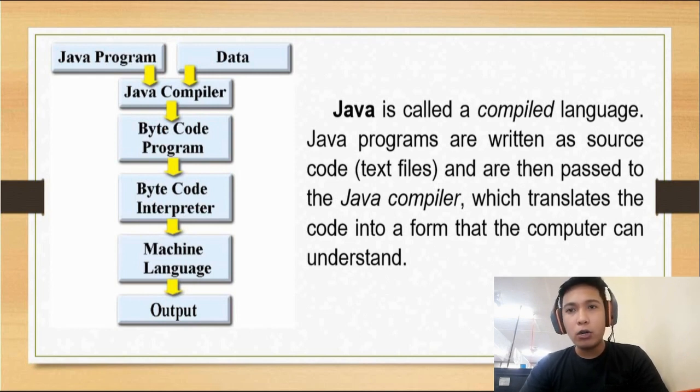Java is called a compiled language, which means that the Java programs are written as a source code or a text file and are then passed to a Java compiler which translates the code into a form that the computer can understand.